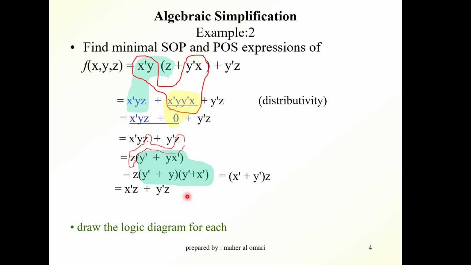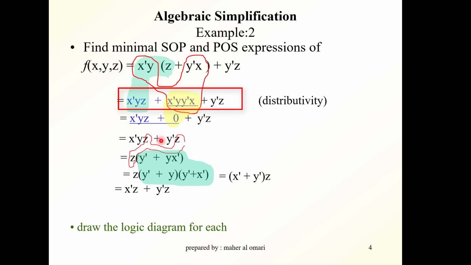Let's take example 2. Find the minimal sum of product and the product of sum expressions for this function. Okay, if we take this term inside the brackets, we will get this term from the first one and take this one inside. So we get X bar Y bar X. This term stays the same. Now let's take a look at this one. This is of course equal to 0. Why? Because Y bar is equal to 0. So this is equal to 0. This stays the same and this stays the same.